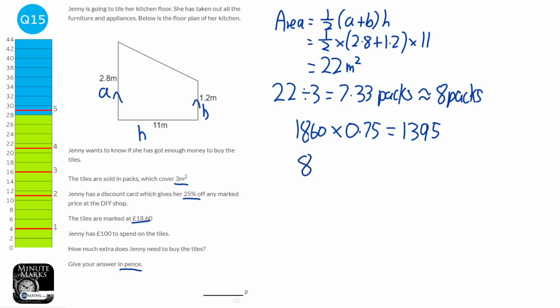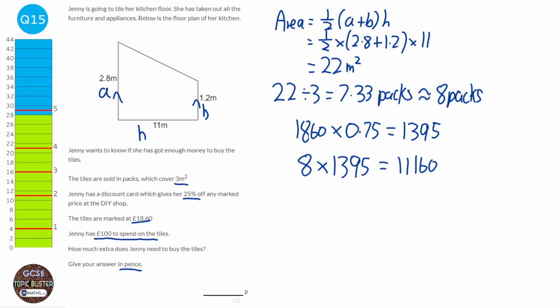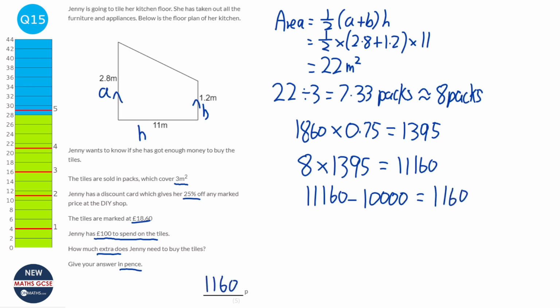And so it's going to be 8 lots of the 1,395 pence packs, which will cost in total 11,160 pence, or £111.60. But Jenny has £100 to spend, and we're asked how much extra does she need. So we're going to do the 11,160, take away the 10,000 pence that she has, which will give us 1,160 pence. So she needs to find £11.60 or 1,160 pence from somewhere.